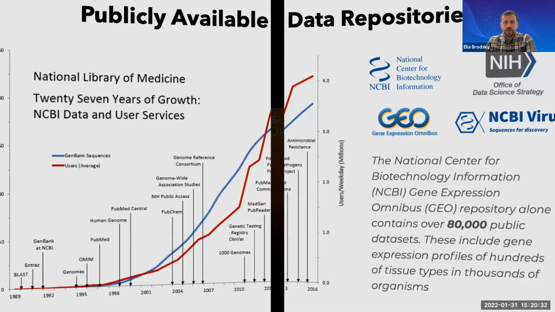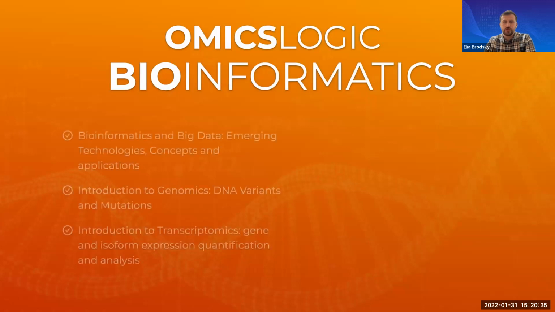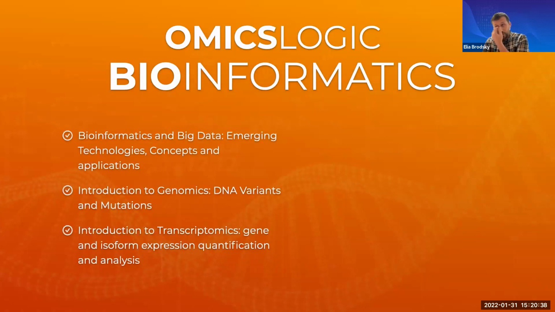So this program, Introduction to Bioinformatics, is going to deal with the following topics. We will talk about bioinformatics in general, what are the emerging technologies, what are some of the important concepts, and what are the applications of bioinformatics. We will then take a look at some of these specific types of technologies. DNA variations and mutations, what are they? How do we find them? What do they mean? How do we interpret them? Transcriptomics, what are genes? What are transcripts? How can we measure expression of those genes? And how can we annotate them to understand how they are associated with some kind of phenotype?